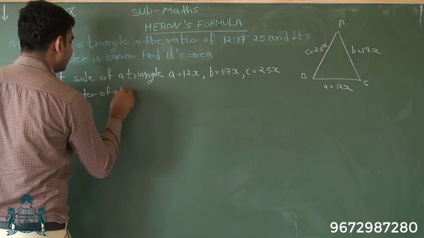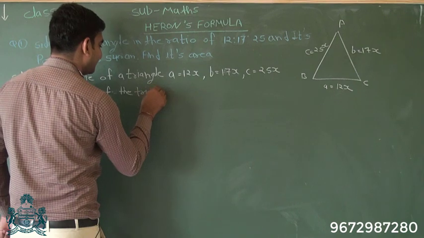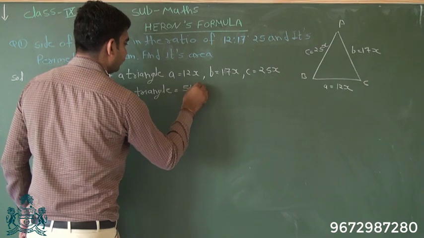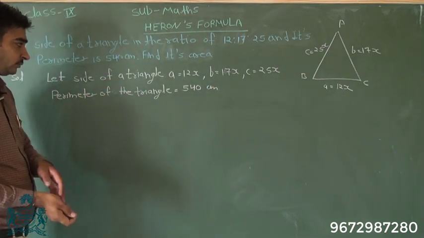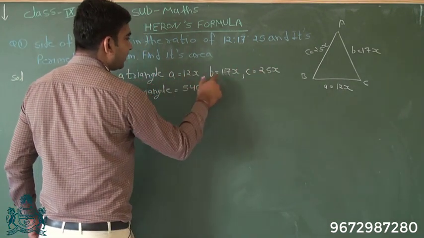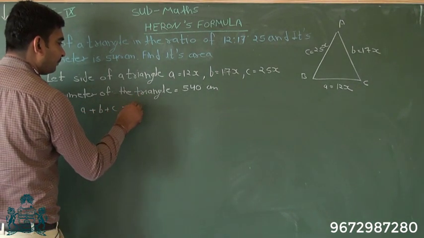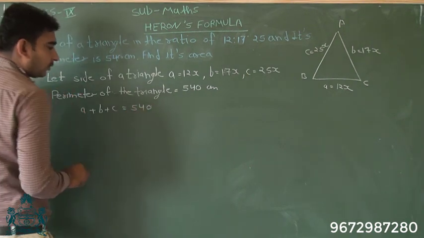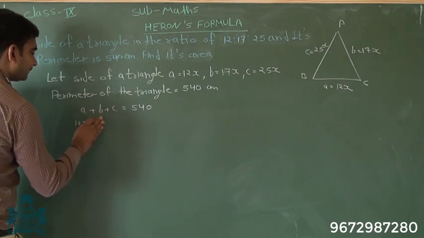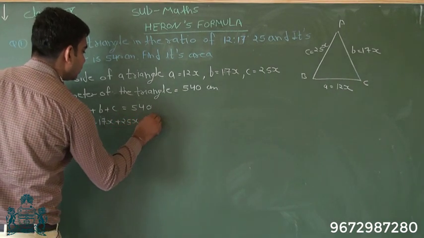The perimeter of the triangle is 540 centimeters. The perimeter of a triangle is equal to the sum of the three sides, a plus b plus c. So a plus b plus c equal to 540, where a is 12x, b is 17x, c is 25x.